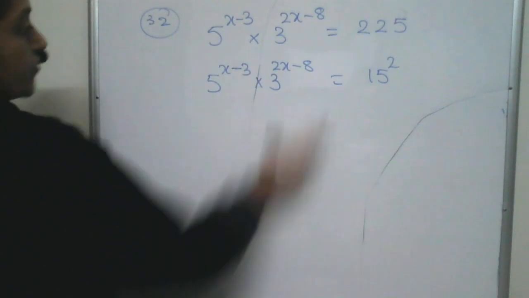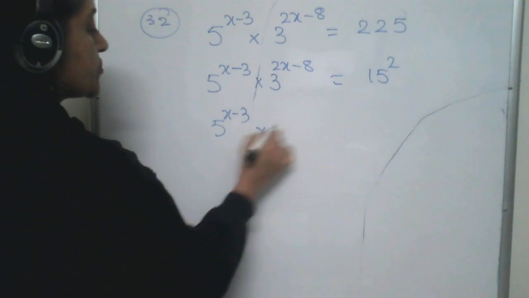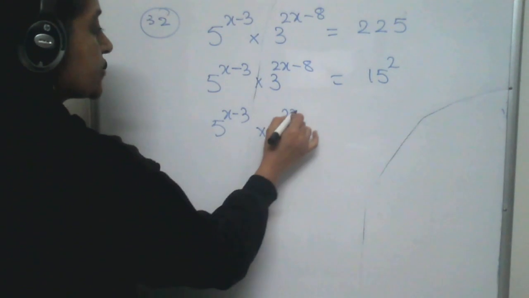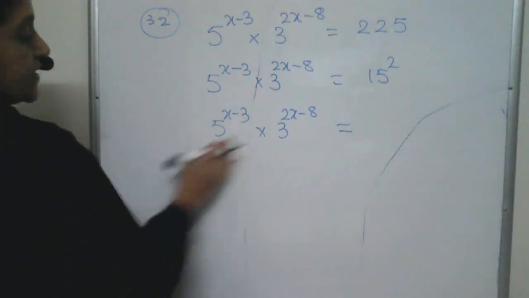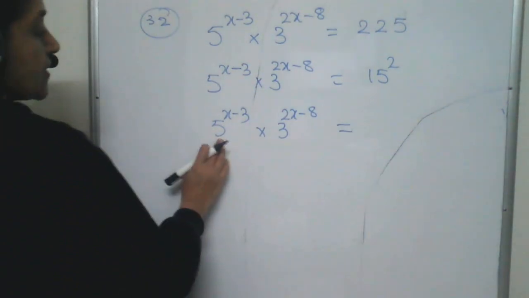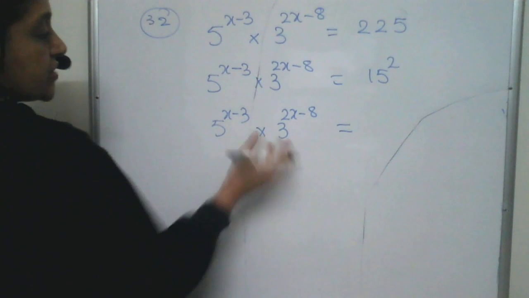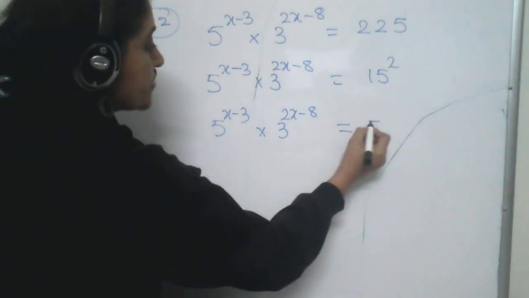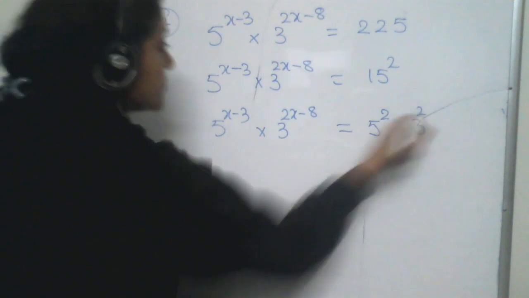Well, now 15 can be written as what? Hope you understood what I say. Always try to get a clue from the LHS or RHS. Now the left hand side is a product of 5 to the power something into 3 to the power something. 5 into 3 is what? 15. So this also can be written as 5 to the power 2 into 3 to the power 2.